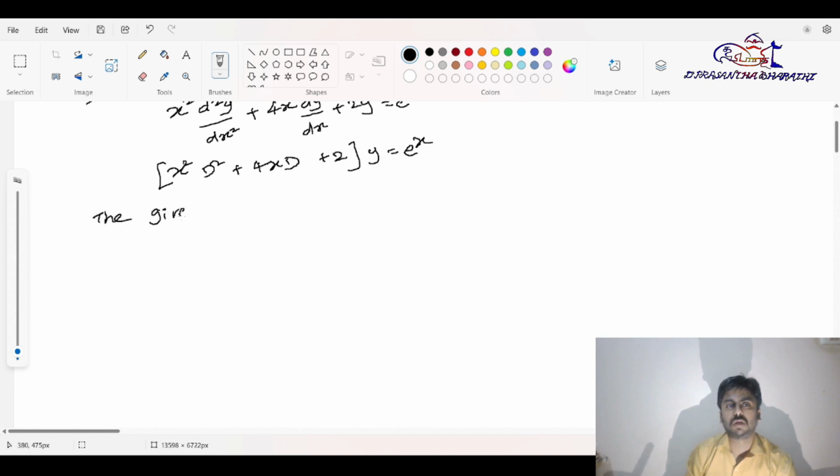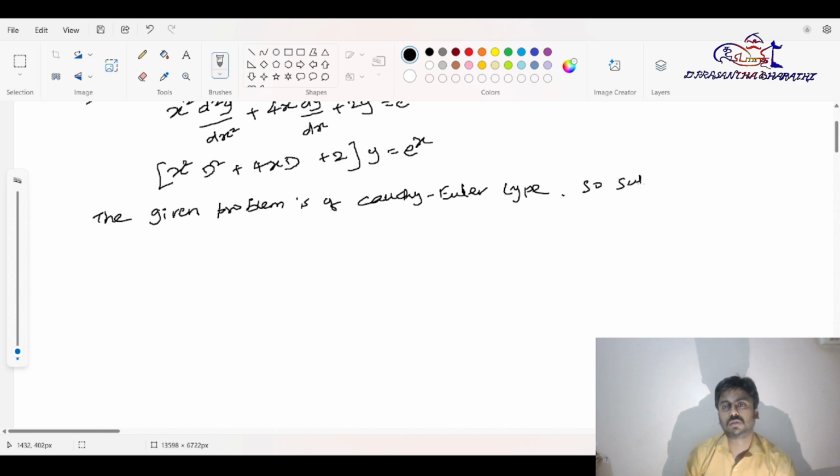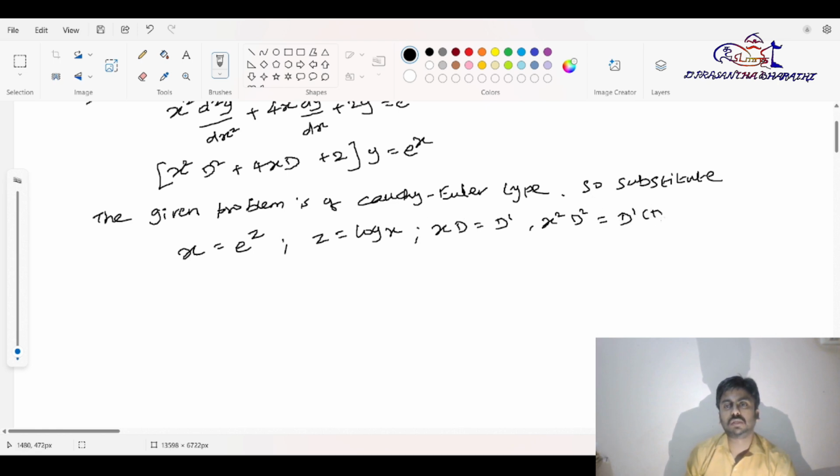The given problem is of Cauchy type or Cauchy Euler type. This equation is called Cauchy Euler equation. So substitute x equal to e power z, z equal to log x, then xd equal to d dash, x square d square equal to d dash into d dash minus 1. So these are the substitutions that you are going to use. So take this as equation 1.